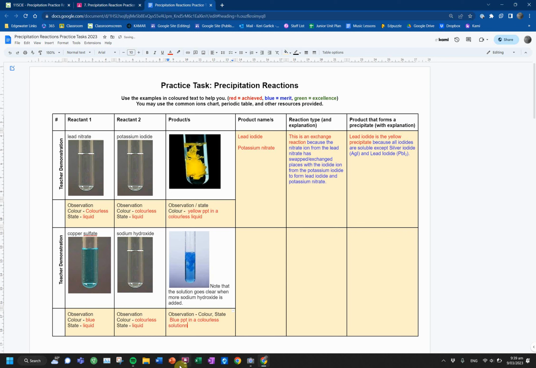Next thing I need to do is figure out what my products are. Do you want me to do this on paper so you can see the working, or do you want me just to type it? Happy with me typing it?